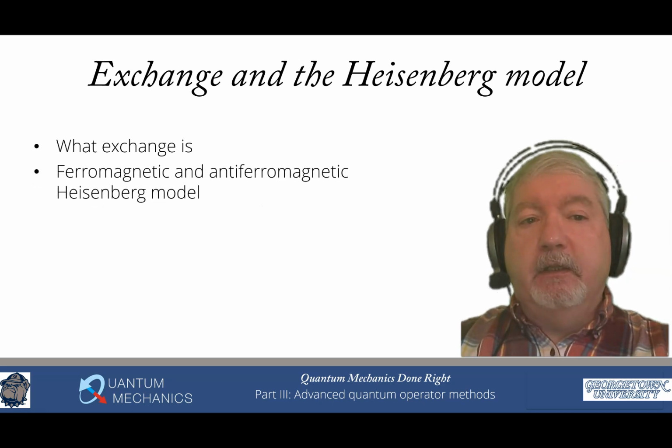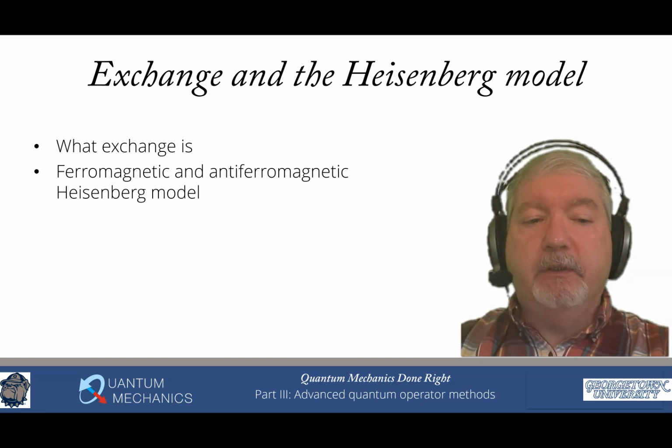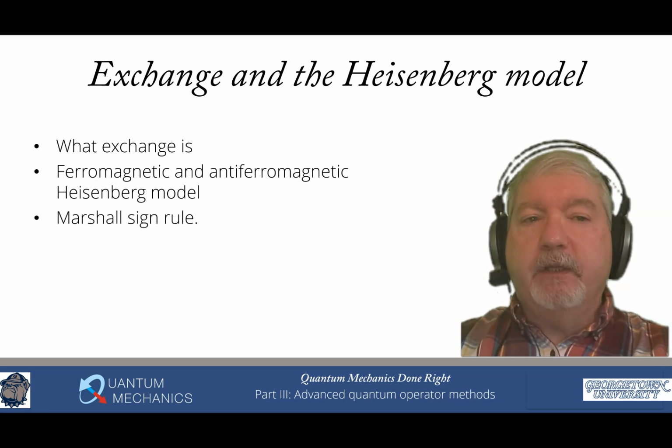And the most simple way to describe that is either with a ferromagnetic or an antiferromagnetic Heisenberg model, and we'll describe in detail exactly how that works. There's a very important result that was worked out in the 1950s for the antiferromagnetic problem called the Marshall sign rule, which governs a lot about the properties of the solutions of these systems.